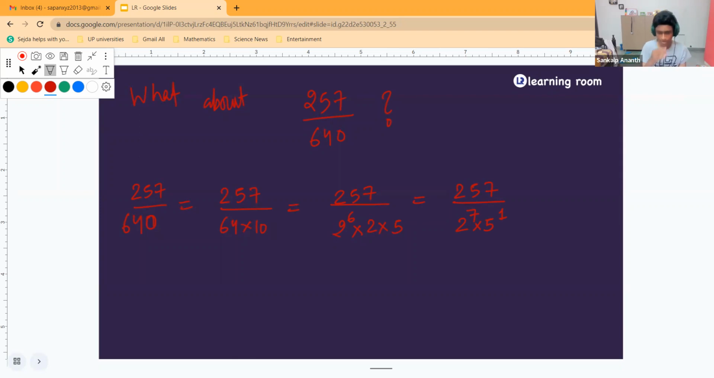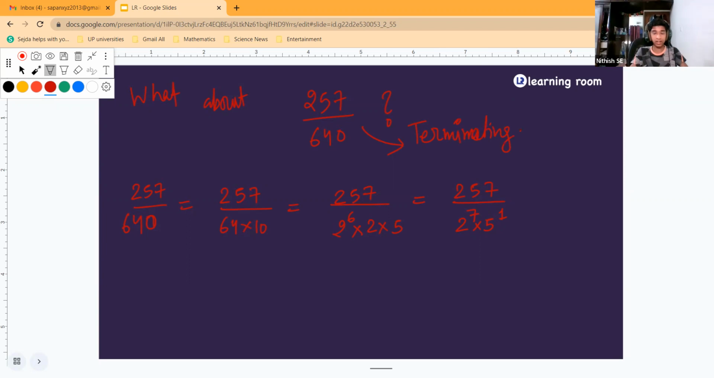Yes, sir. Now, since the denominator's prime factorization is of the form 2 power m into 5 power n, this is terminating. So this is terminating.